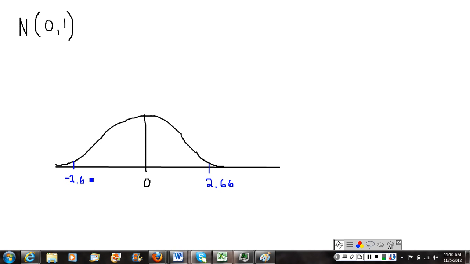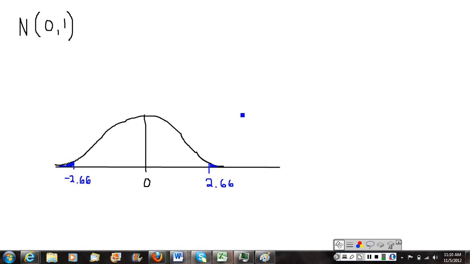And then if we look back at the question, they're looking for the area outside those values. They're saying what percent of observations are outside this range. So they're talking about not the area in between, but the area over here in this tail, and up here in this tail.